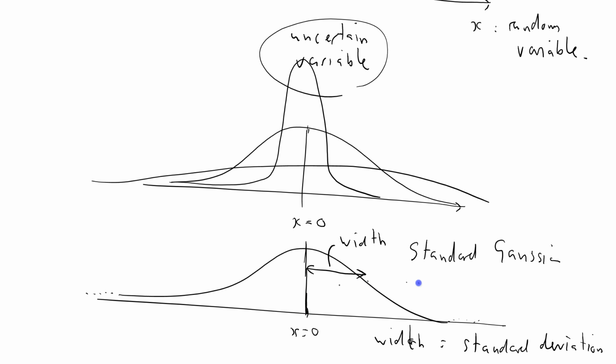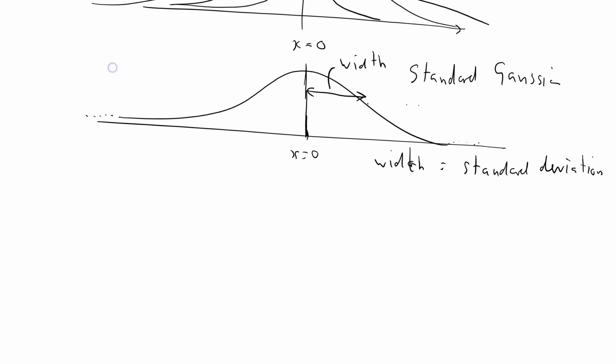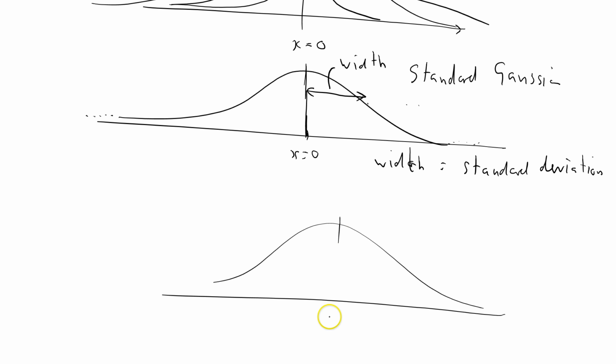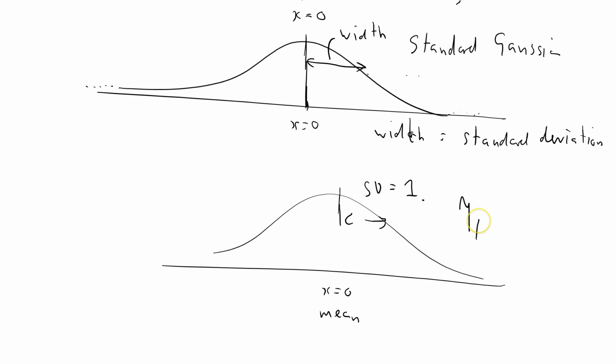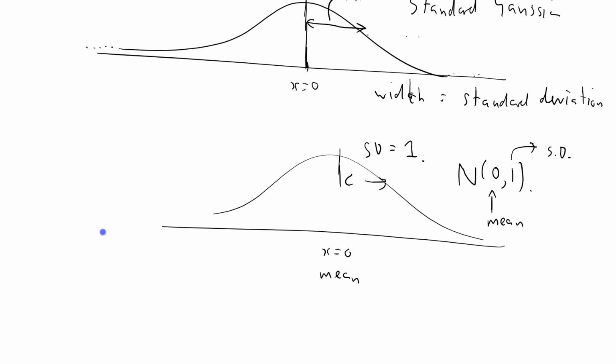Obviously they can deviate more or less, but that's a representative amount. So what you normally do is you say x equals 0 is the mean value, and you talk about the standard deviation equals 1. So it's N(0, 1). There's the mean, 0, and here is the standard deviation of 1.